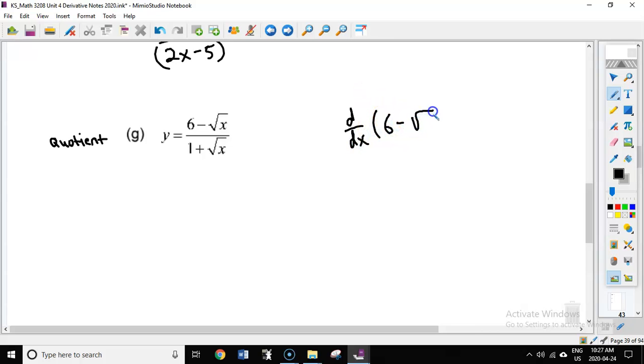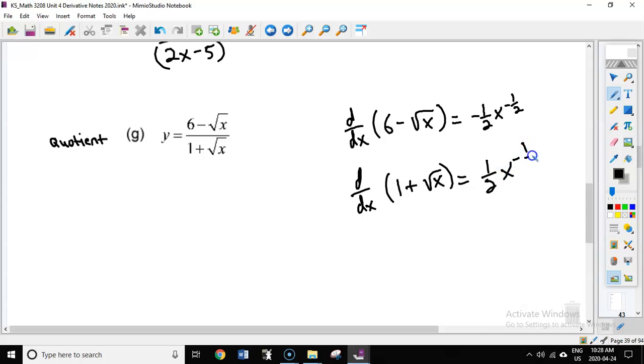What is the derivative of root x? Because the 6 is a constant, the derivative of negative root x would equal negative 1/2 x to the negative half. Right, from our examples from the power rule, that root value is always going to be half in front, and then 1/2 take away 1. The derivative of the denominator is going to be similar because we got another root down there. So 1 plus root x, the derivative of that would be half x to the negative half.